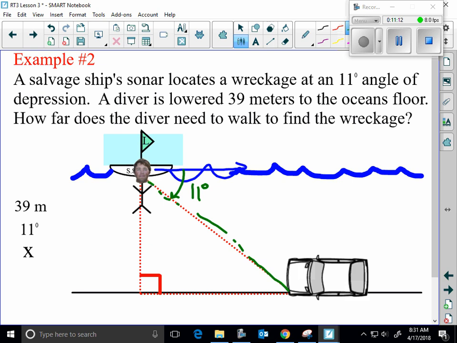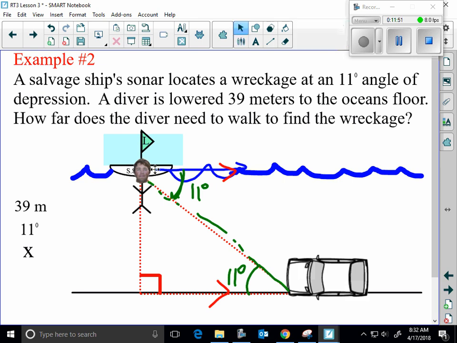Yep. So now, would you agree that in general, the ocean floor or the lake floor would be parallel to the level of the water, right? Okay, so wouldn't that make these two angles, this one right here, 11, and this one right here, alternate interior angles? Yeah, so guess what? The angle of elevation from the car to the boat, or the angle of depression from the boat to the car, are always equal. They're always equal. Okay, so now we have 11 degrees there.